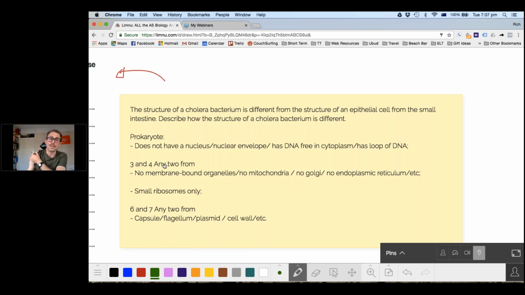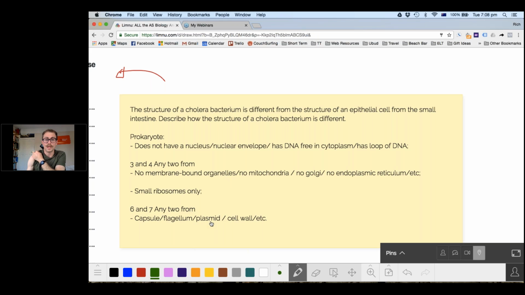Little point to point out here, I would mention two of these, so no mitochondria, no Golgi. All cells have mitochondria, all eukaryotes have mitochondria and Golgi. Small ribosomes only in prokaryotes, large ribosomes only in eukaryotes. And then again, you're allowed two from the optional things that sometimes prokaryotes have, so a slime capsule or a capsule, a flagellum, although sperm cells have a flagellum, so I'd steer clear of that one.